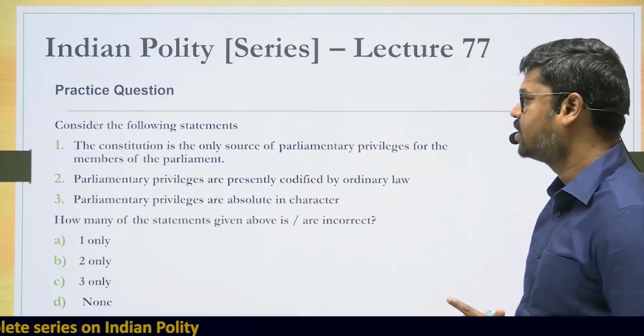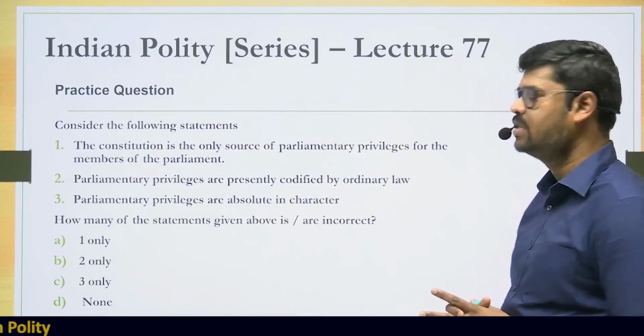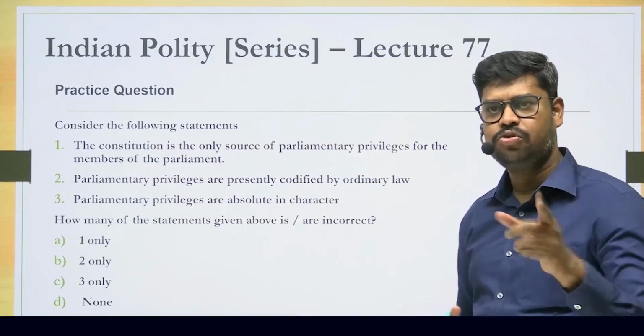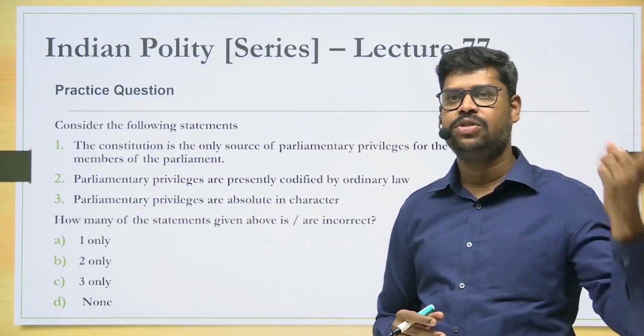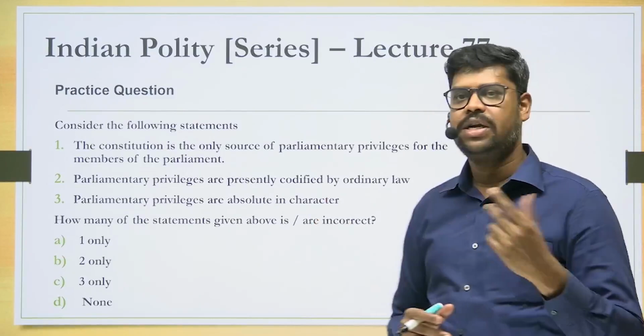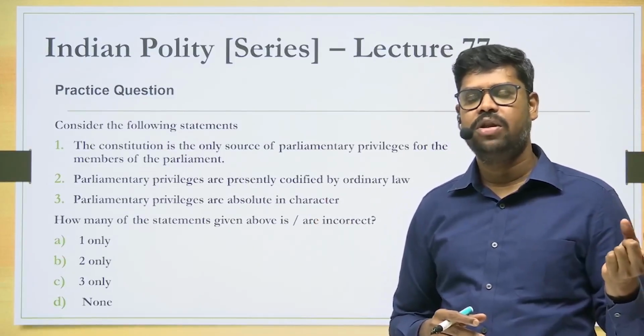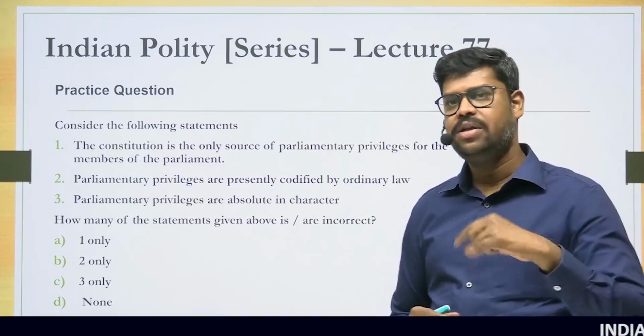Consider the following statements. One, the constitution is the only source of parliamentary privileges for the members of the parliament. Is the constitution the only source, or are there any other sources of parliamentary privilege? Two, the parliamentary privileges are presently codified by an ordinary law. Are the parliamentary privileges presently codified by an ordinary law? So that's the next statement.